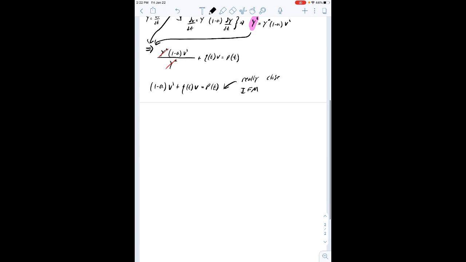IFM. So how do we get into integrating factor method form? Well, all we have to do is divide by 1 over 1 minus a. So we get v prime plus q of t, v, all over 1 minus a equals p of t all over 1 minus a. And then we know how to solve this.